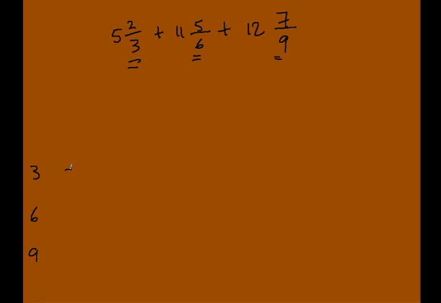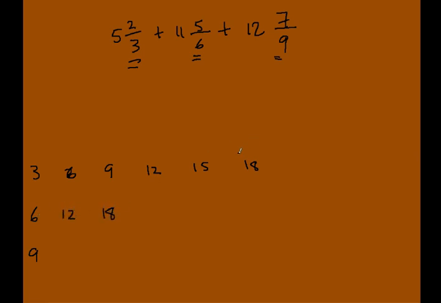So 3 times 2 is 6. 3 times 3 is 9. 3 times 4 is 12. 3 times 5 is 15. 3 times 6 is 18. This one we can start adding 6 to it or multiply. 6 times 1 is 6. 6 times 2 is 12. 6 times 3 is 18.